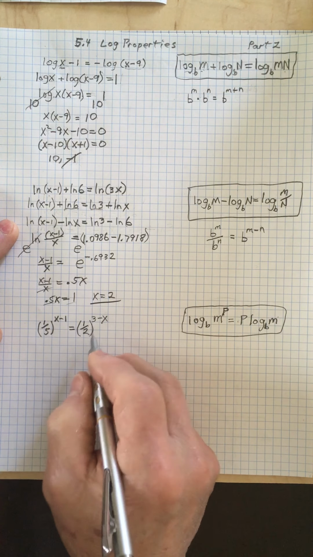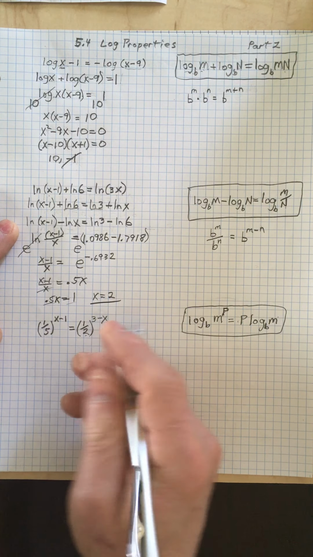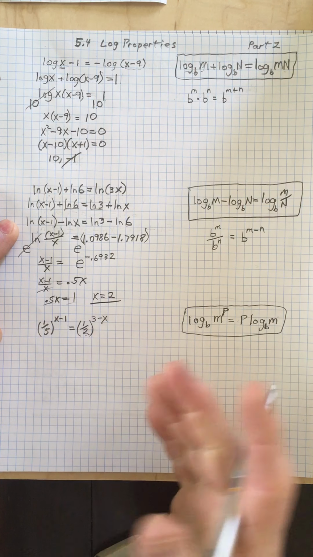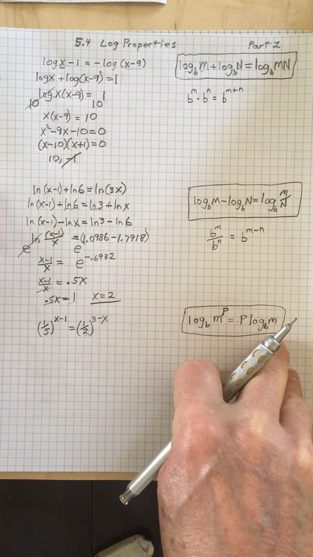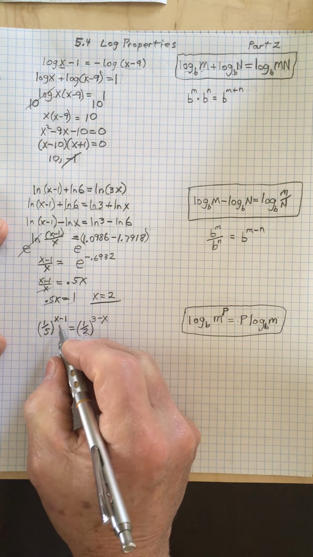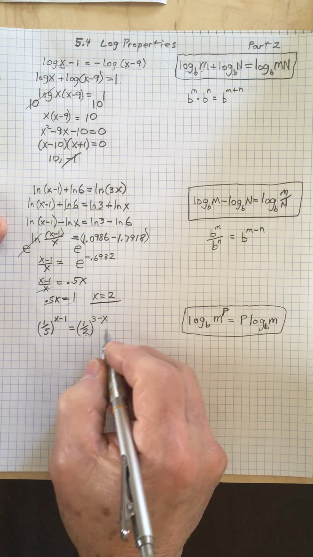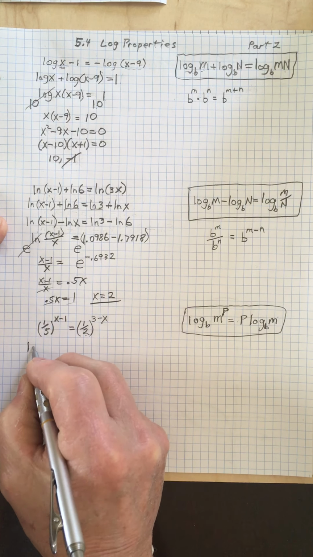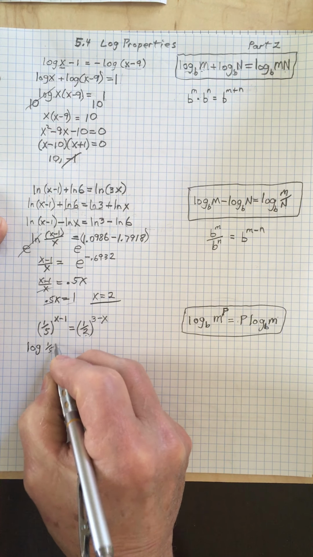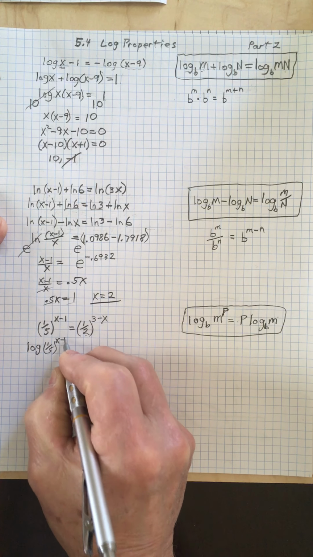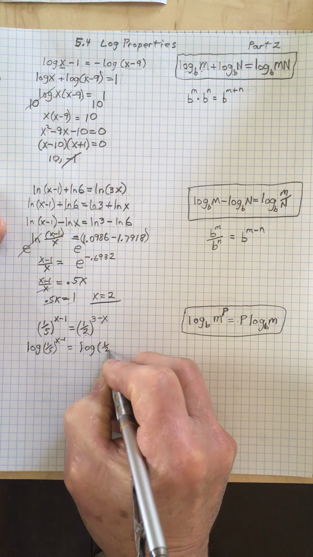Okay, what I would like to do here, unfortunately, if I could make these bases the same, then I would be done. I just set these equal, but you're not going to be able to make 1/5 into 1/2. There's no way to do that. Okay, so I would like to get this out of there. So let's start by taking the log of both sides. Or I could use the natural log, it doesn't matter. So we're taking the log of both sides in this case.